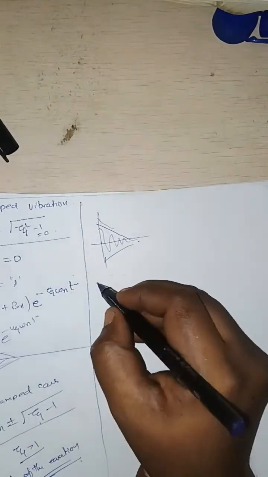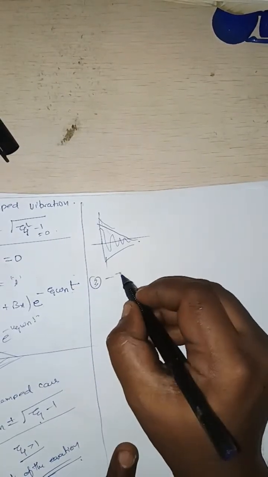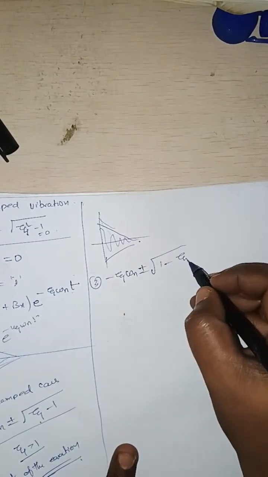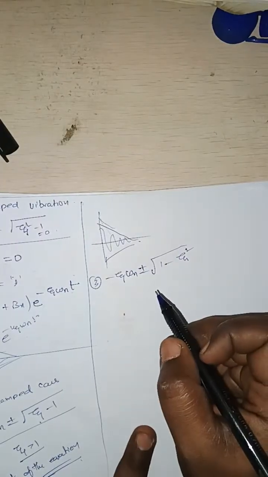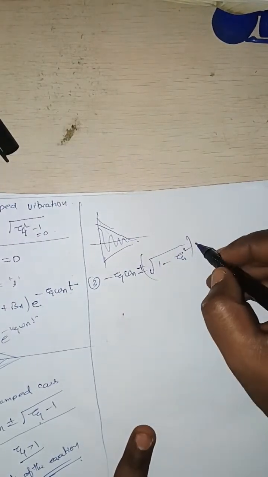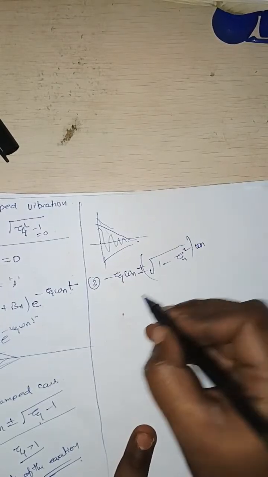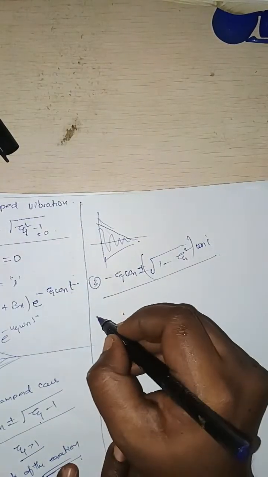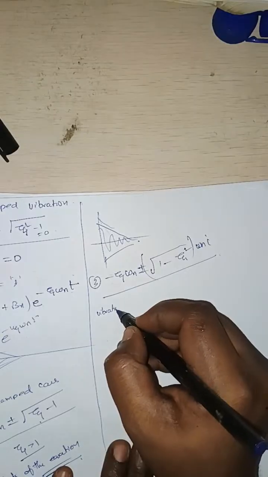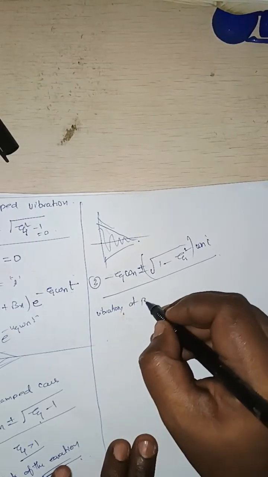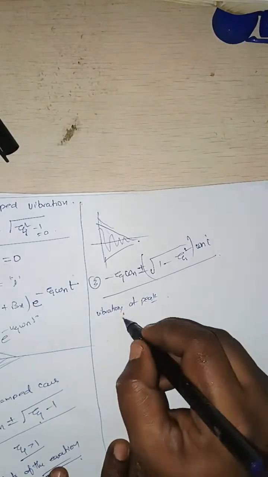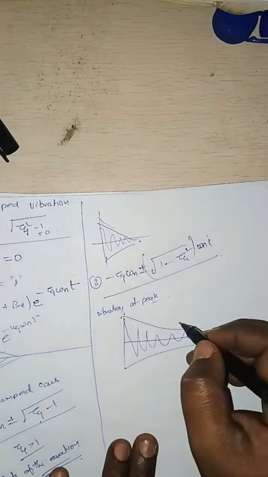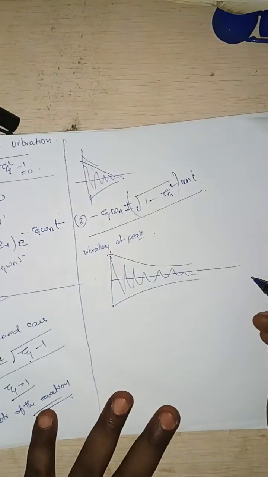Okay, that's all. The third case is minus zeta omega n plus or minus square root of 1 minus zeta square, that is, 1 minus zeta into omega n. For this case only we will get vibrations. So we get continuous vibrations like this, and these continuous vibrations will be there.